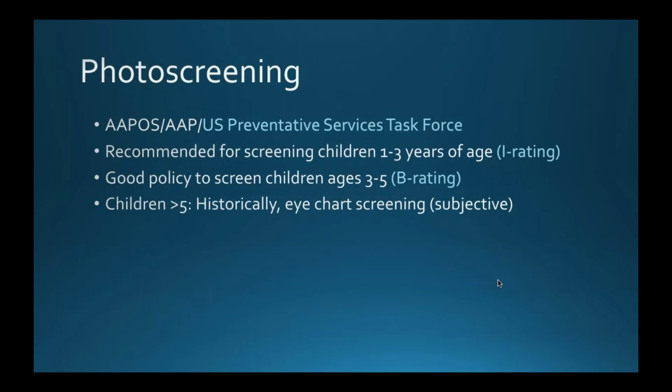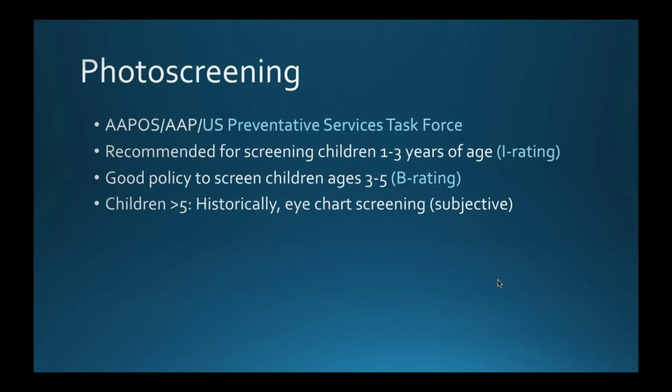whereas the United States Preventive Services Task Force gave it an I rating, which is indeterminate, which I'll explain in a moment, but that is a good policy to screen children ages 3 to 5, and gave that a B rating, which meant that the task force recommended the service and that there is a high certainty that the net benefit is moderate, or that there is a moderate certainty that the net benefit is moderate to substantial.